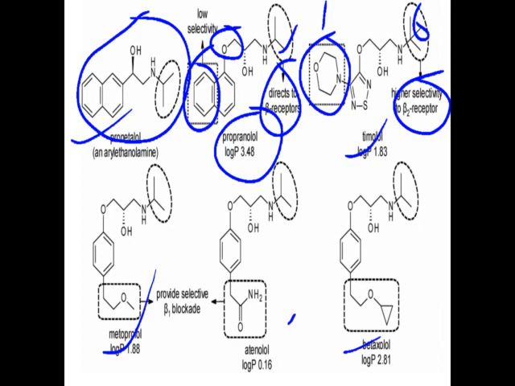There are two drugs, carvedilol and labetalol, which are called mixed antagonists. That means they can block the alpha receptor as well as the beta receptor. So in this way, the classification of beta blockers takes place. Then we have seen some examples of beta blockers with their structures.